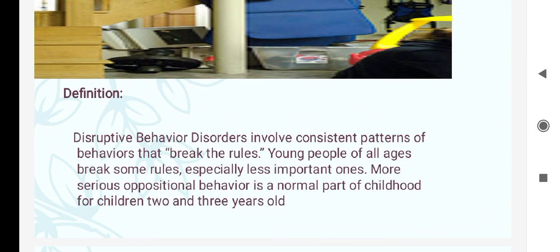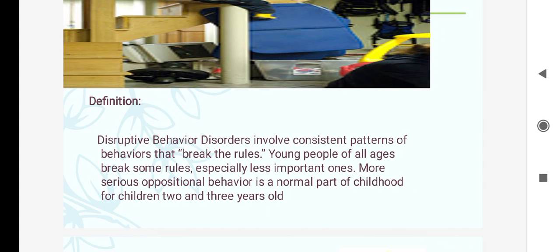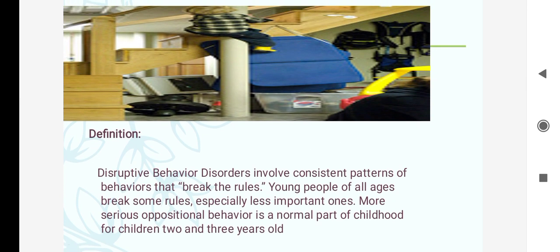Disruptive behavior disorder involves a consistent pattern of behaviors that break the rules. Young people of all ages break some rules, especially less important ones. More serious oppositional behavior is a normal part of childhood for children of 2 and 3 years.